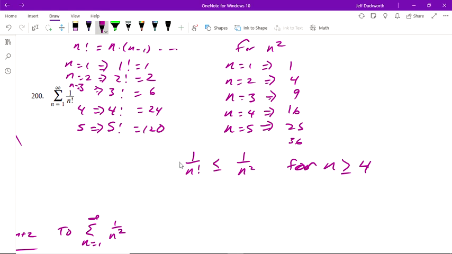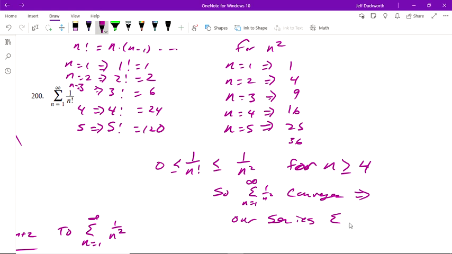So we have this, and we also know this. It's got to be less than or equal to. So the sum of 1 over n squared converges, which means our series 1 over n factorial also converges. And that's how we do these.